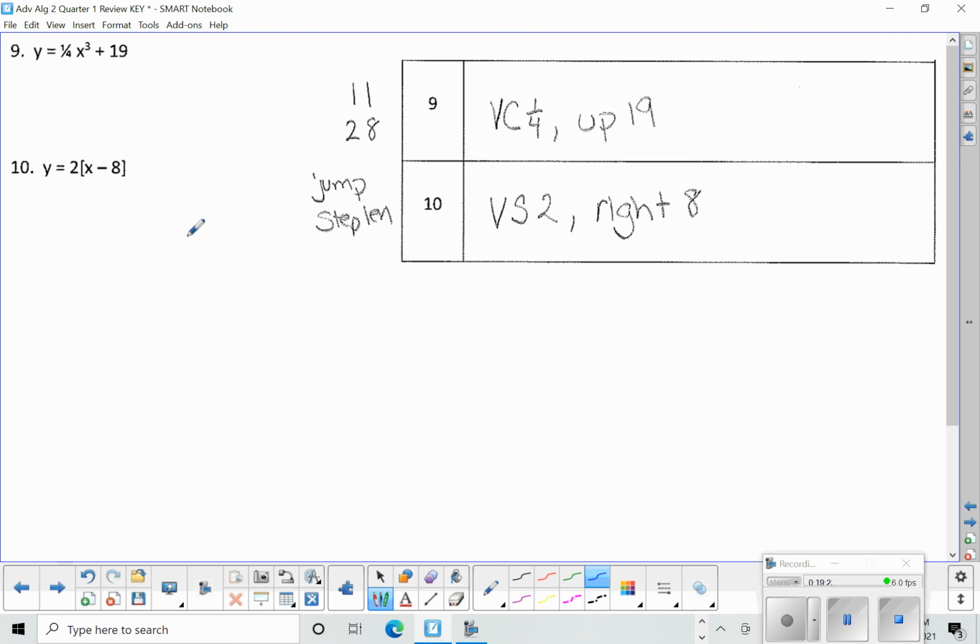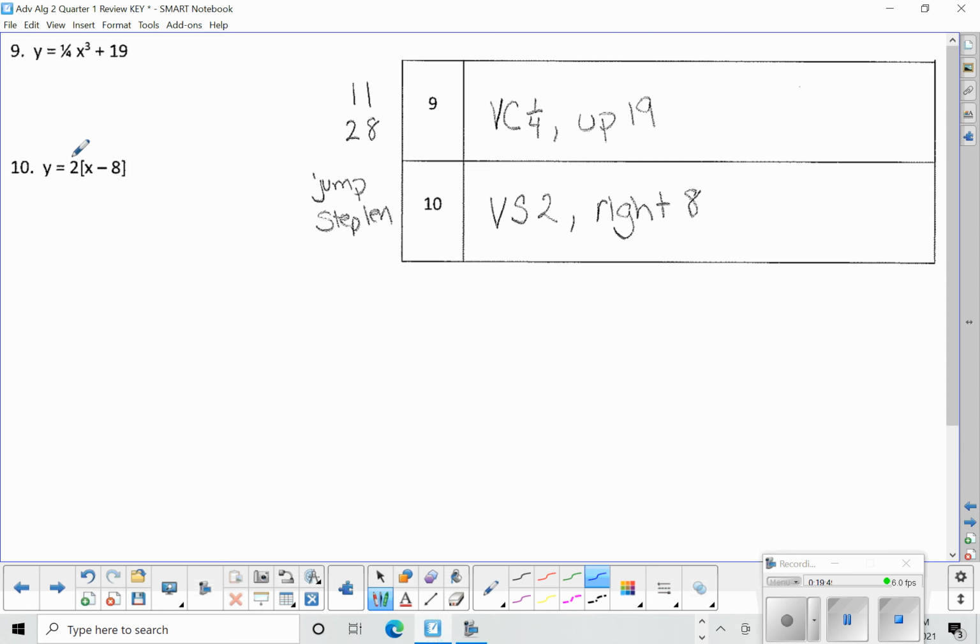And the last 2, I have a cubic. 1 cubed is 1, 2 cubed is 8. 1/4, if there are no parentheses, you are by default outside. Outside is what you see is what you get, so your 1/4 is a vertical compression by 1/4. Moving it up 19. Finally, number 10, again, is a step function.